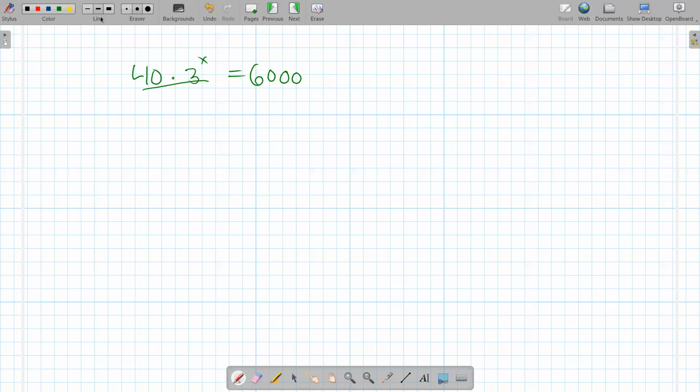On the left, 40 divided by 40 is 1. 1 times 3 to the x is 3 to the x, big difference. Here, I can divide top and bottom by 10. And then 4 does not completely go into 6, but 2 goes into 4 and 2 goes into 6. And then let's see, what do we have now? We have 300 over 2. Half of 300 is 150. That's not bad. So this says what power of 3 is 150?